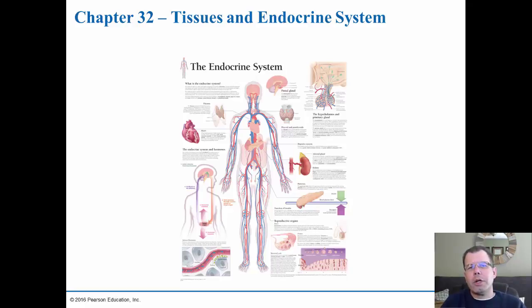In this lecture, we're going to look at how animals regulate a lot of their internal environment. Today we're going to be focusing primarily on how the endocrine system works. We're also going to talk about the tissues of animals and how they're organized, but primarily focusing on homeostasis and how they maintain their internal environment.